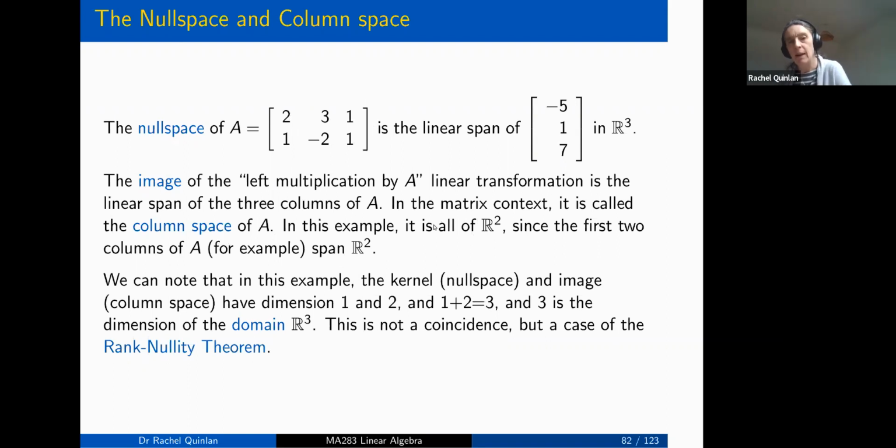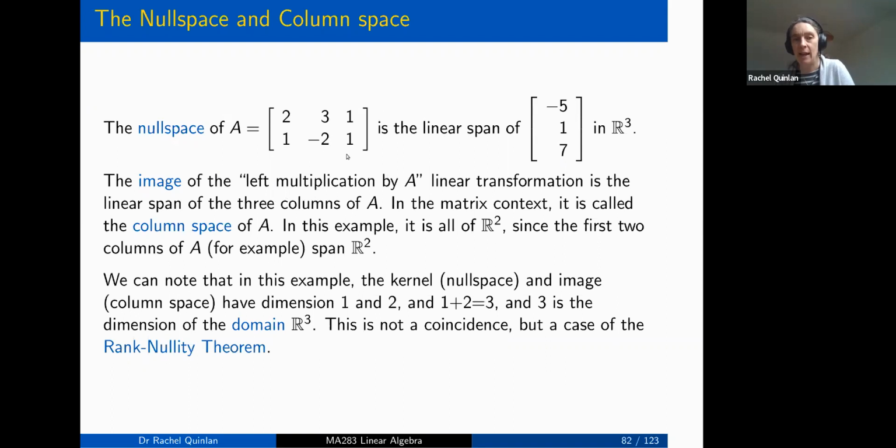In this example, the space is all of R2, since the first two columns of A, for example, form a spanning set for R2. So we have a linear transformation from R3 to R2, defined as left multiplication by this matrix A. The kernel of that linear transformation is the right null space of A, which is a one-dimensional subspace of R3, the set of all scalar multiples of (-5, 1, 7). And the image of this linear transformation is all of R2.